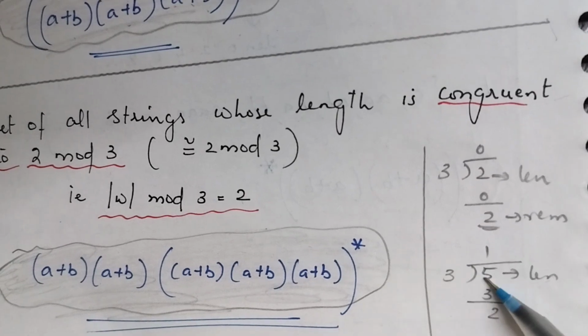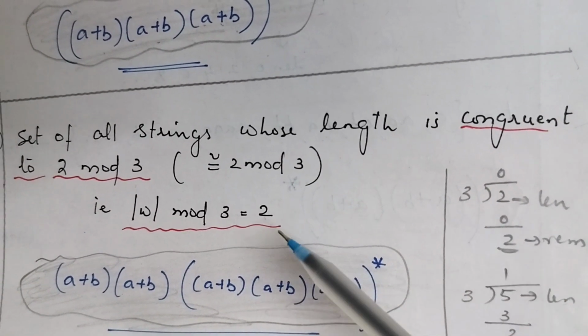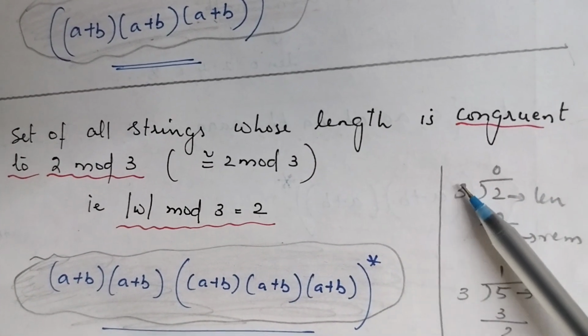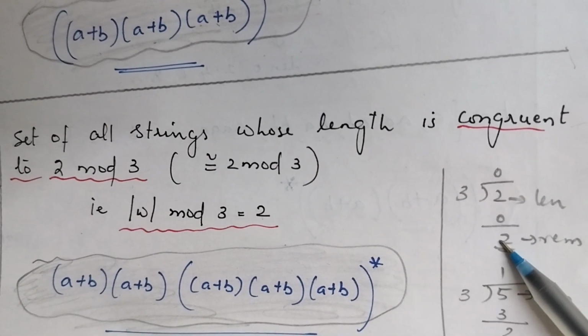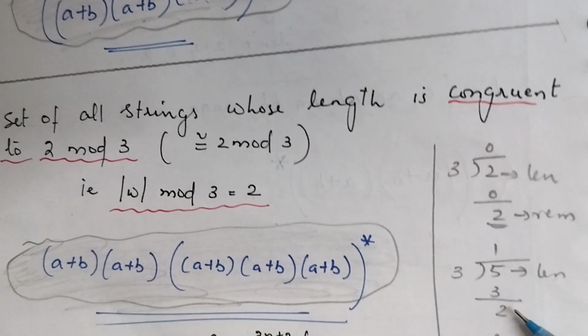Okay, then next, if we are taking 3 divided by 3, the remainder will be 0. We should have remainder 2. If we are taking 4 divided by 3, the remainder will be 1, but we should have remainder 2. Then next, 5. If we are dividing 5 by 3, we will get the remainder 2.